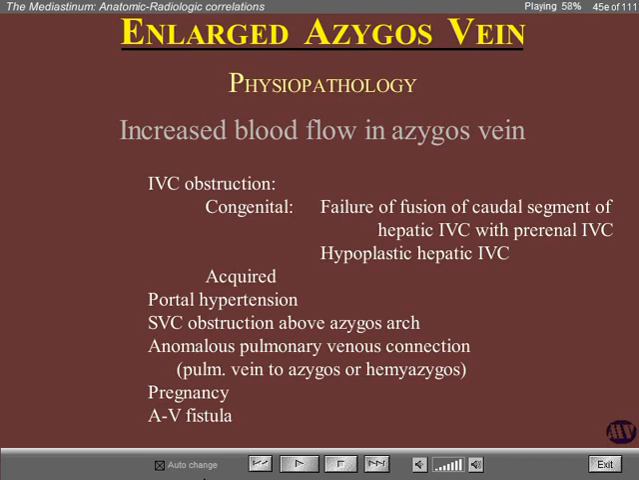Superior vena cava obstruction above the azygos arch, resulting in flow diversion of veins that normally terminate in the superior vena cava, now emptying into the azygos system. There can be also an anomalous pulmonary venous connection, where the pulmonary vein to azygos or to the hemiazygos vein is observed. Pregnancy that has an absolute increase in blood volume, and arteriovenous fistula can also lead to a prominent azygos arch.